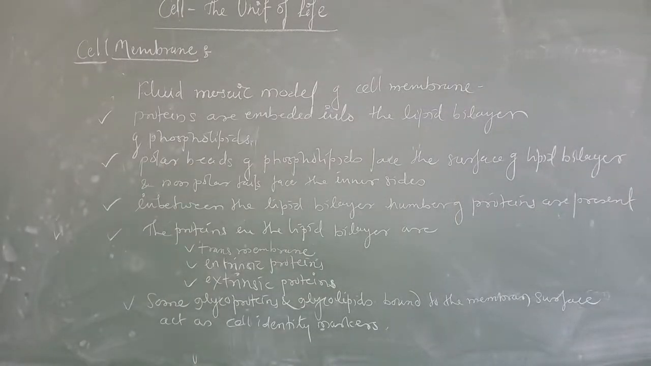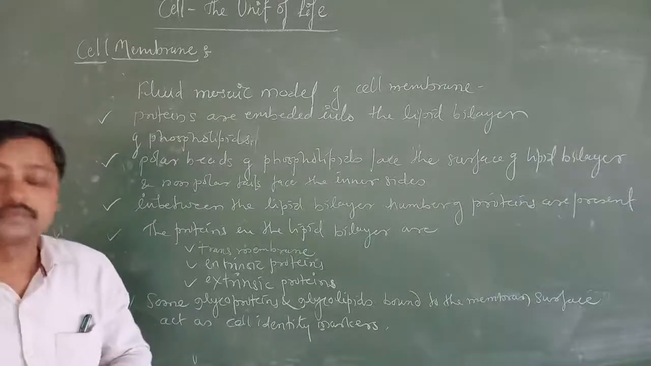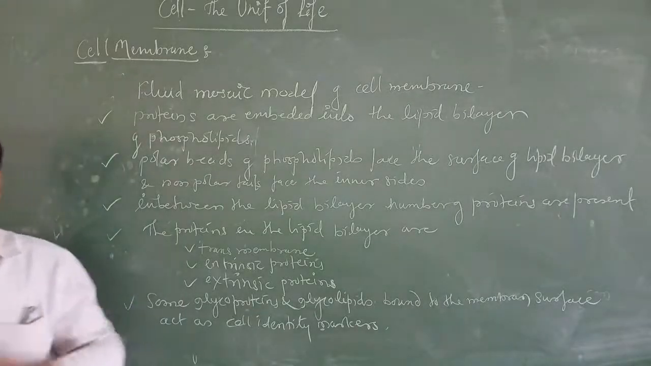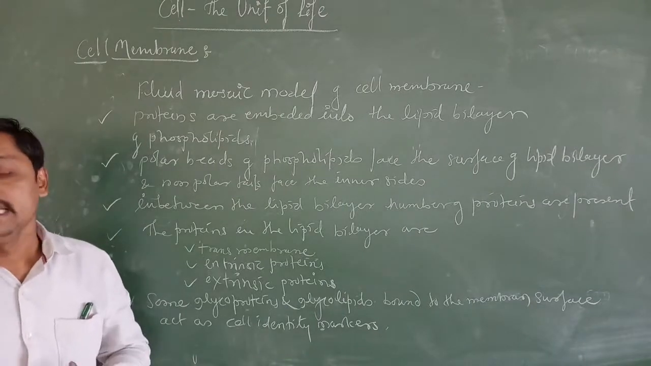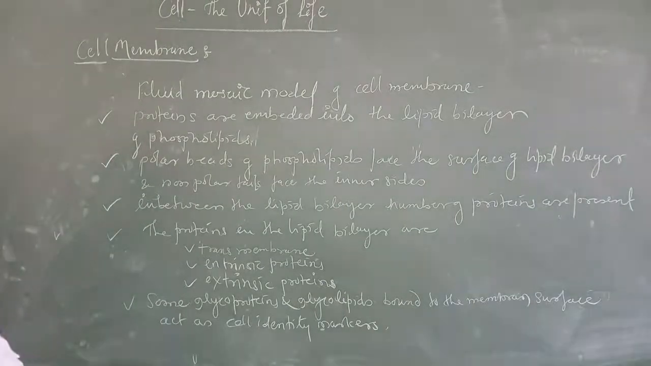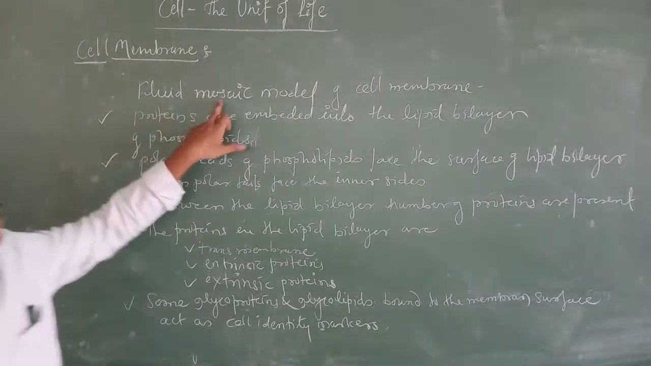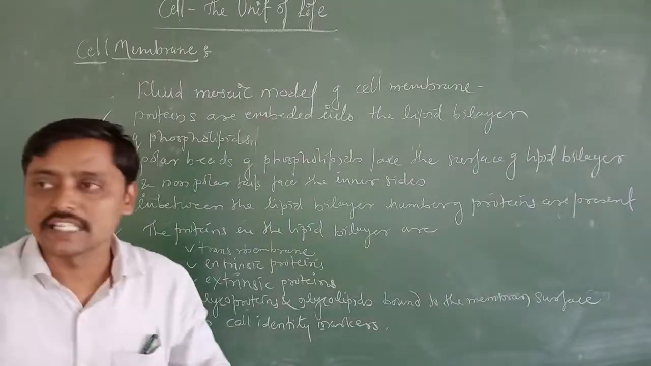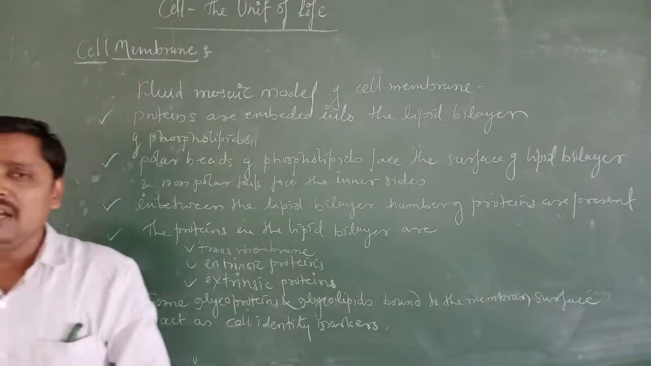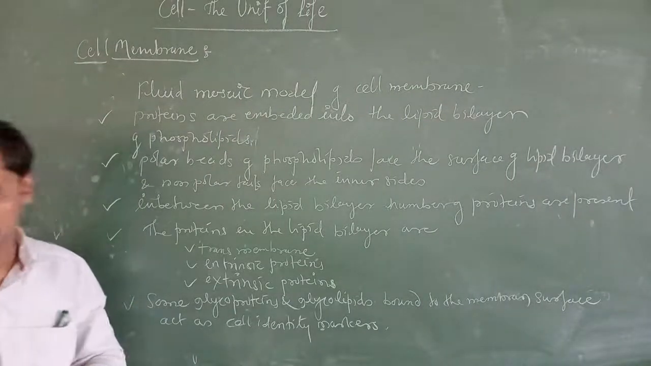Okay. After the discovery of the electron microscope, I told you the basic structure, the basic component of a cell membrane, and that cell membrane model was improved by Singer and Nicholson, who gave it the name fluid mosaic model. The fluid mosaic model of the cell membrane was widely accepted. What are the points? A few similar points are there, whatever we have discussed earlier.